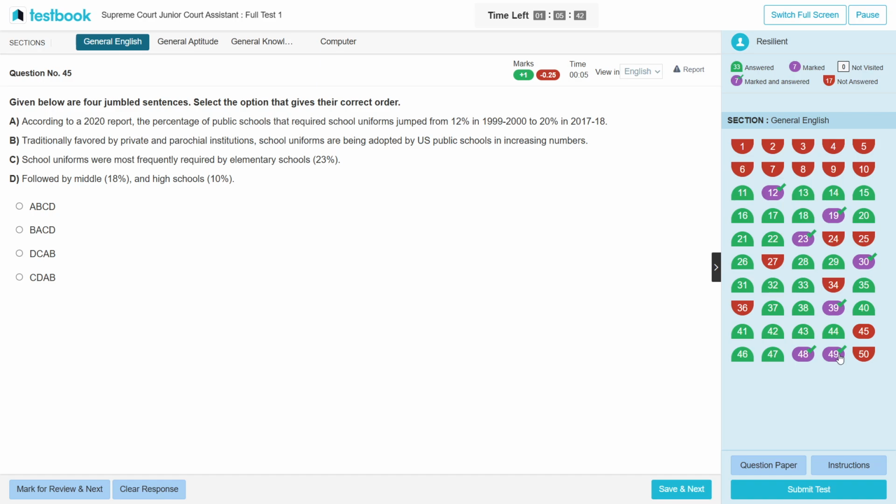According to a 2020 report, the percentage of public schools that require school uniform jumped from 12% to this. Additionally, favored by private institutions, school uniforms are being adopted by US public schools in increasing numbers.